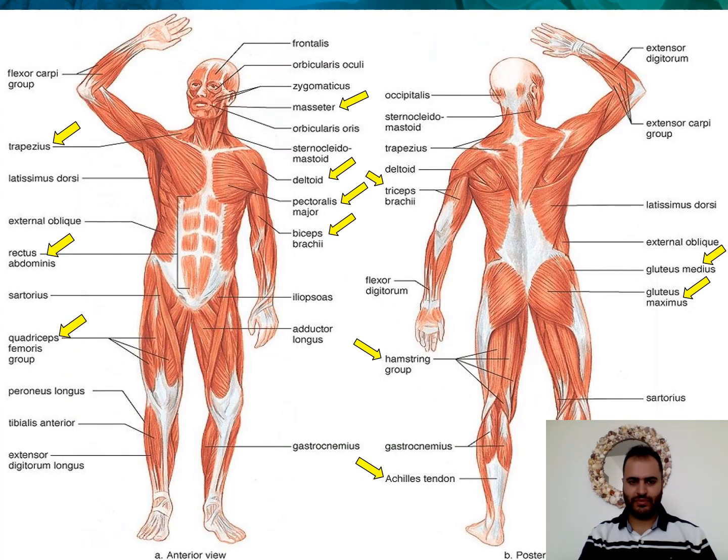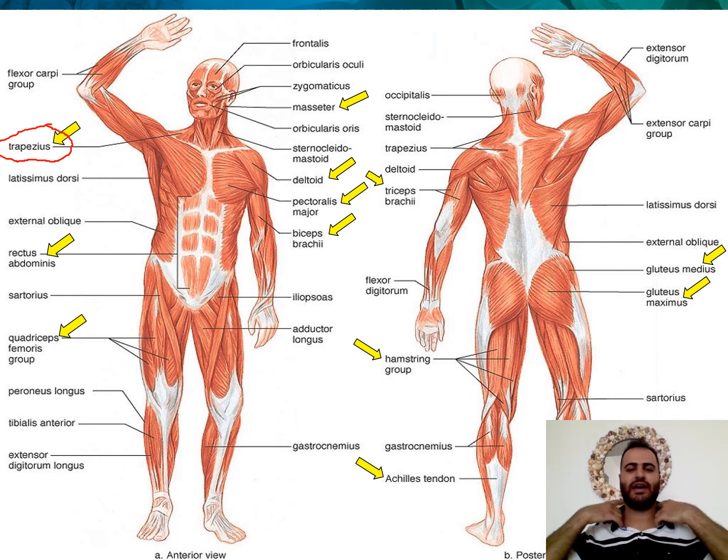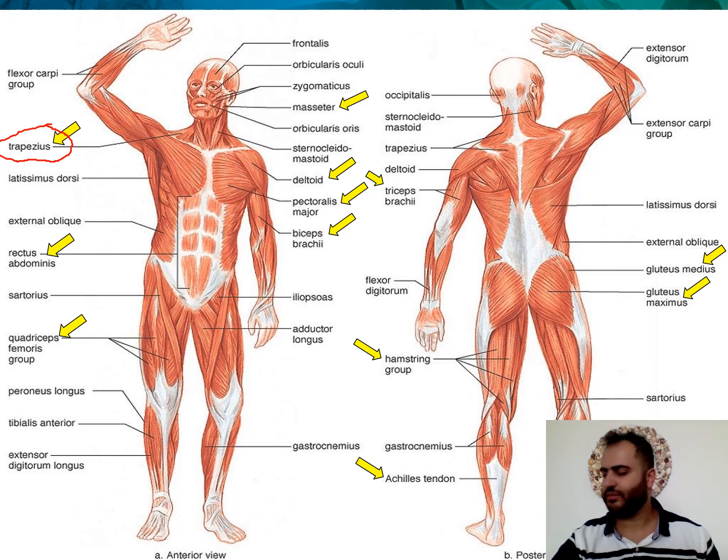Now, there are around 600 muscles in your body. You don't have to memorize all of these for sure, but here we highlighted around 12 muscles. It's good to know these muscles. Some muscles at the upper part, some muscles at the lower part of your body. Trapezius, it's these muscles here around the neck that allows you to rotate your neck up and down, left and right.